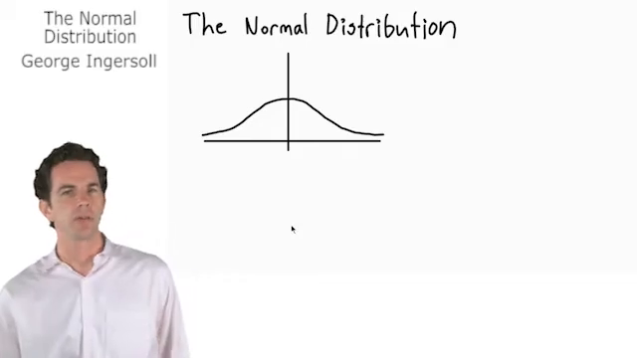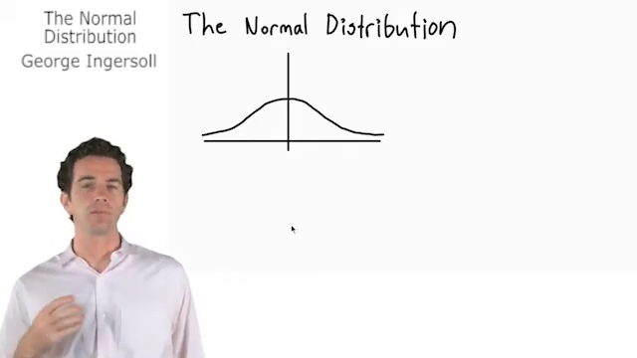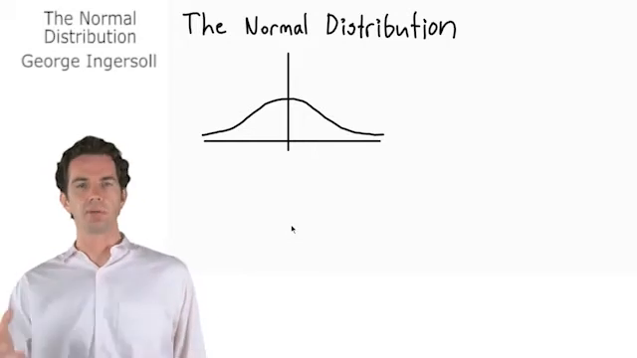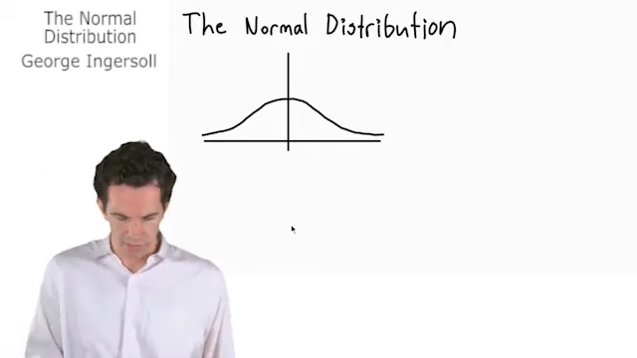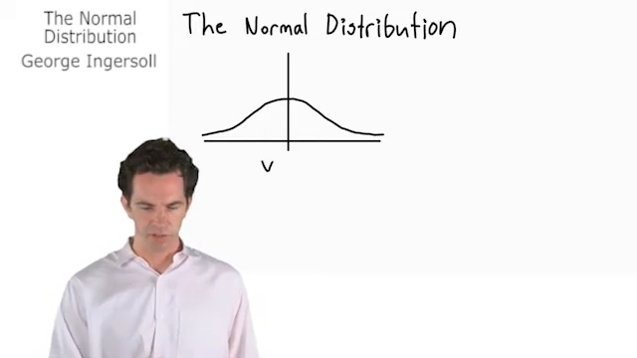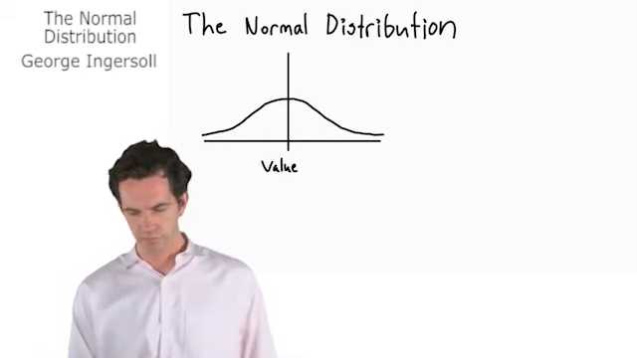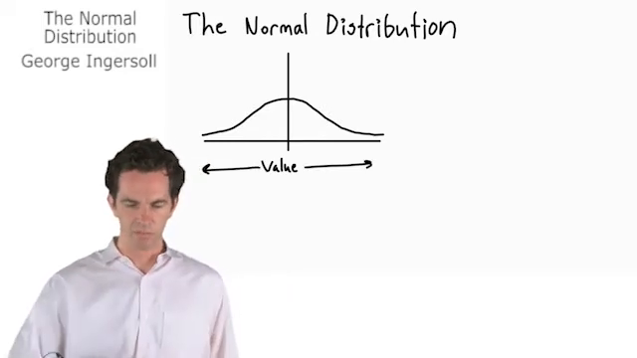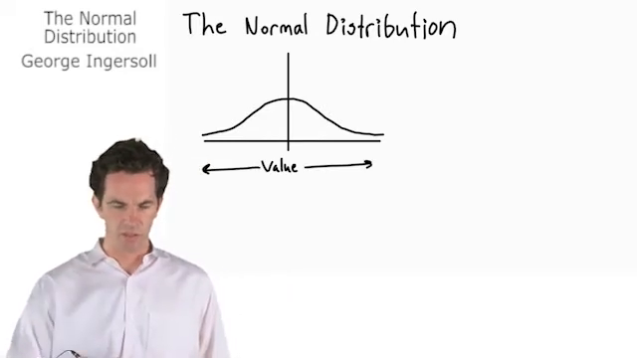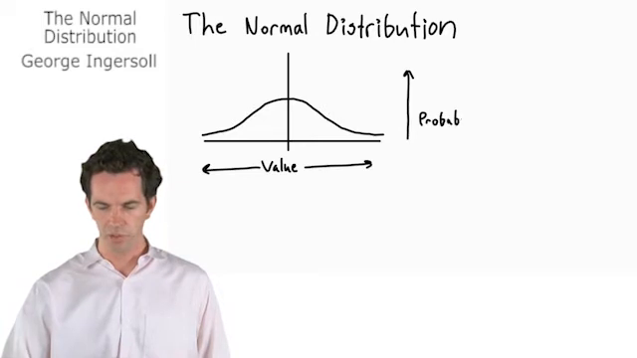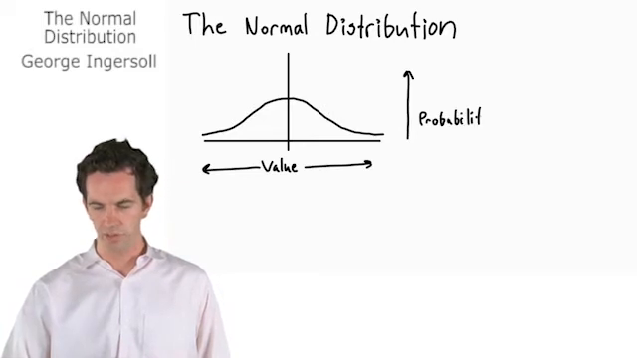In this video, we're going to talk about what the normal distribution is and why it's so important to statistics. So the normal distribution is a probability distribution. Like other probability distributions, it's going to have values along the horizontal axis and probabilities along the vertical axis. So this is going to be probabilities, the probability of each one of those values.